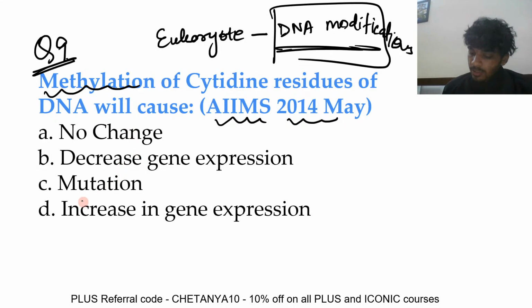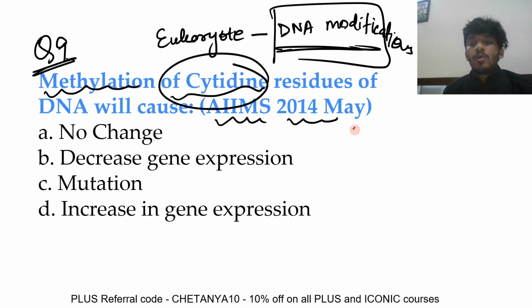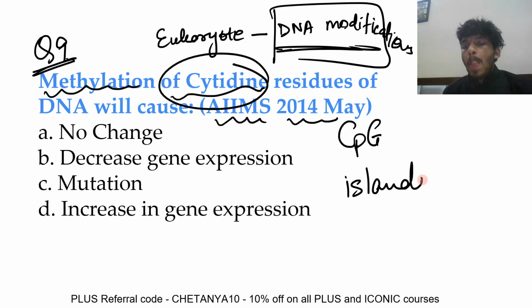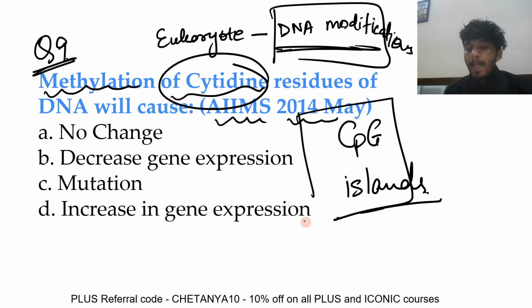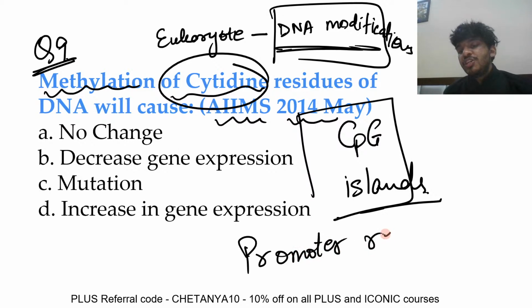So the answer is going to be very simple. Methylation of cytidine residues. So think about CpG islands. These are present in the promoter regions, which are CG rich.